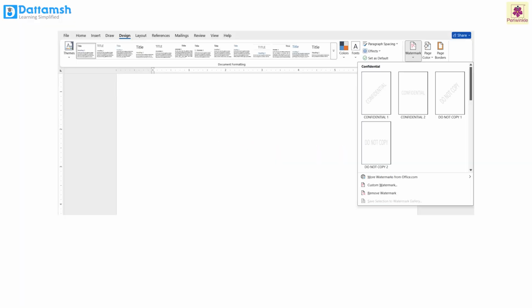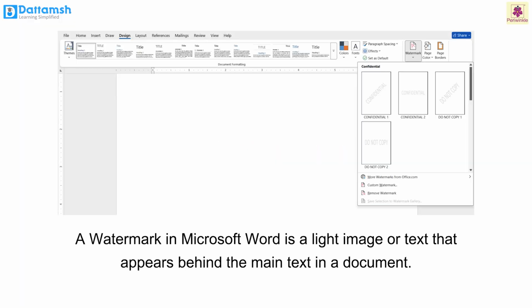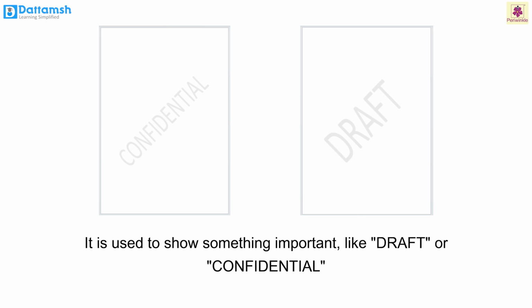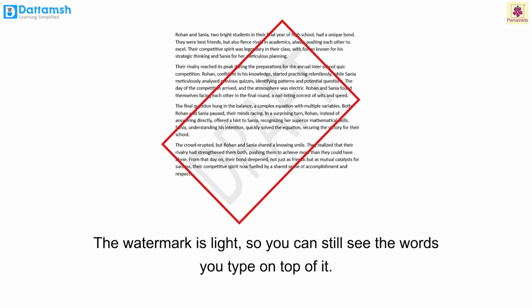Adding watermark. A watermark in Microsoft Word is a light image or text that appears behind the main text in the document. It is used to show something important like draft or confidential. The watermark is light, so you can still see the words you type on top of it.